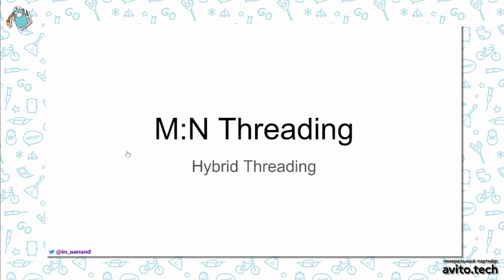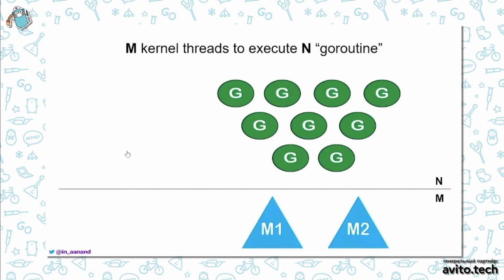Let's look into the hybrid model. In this model, we have N kernel threads trying to execute M goroutines.